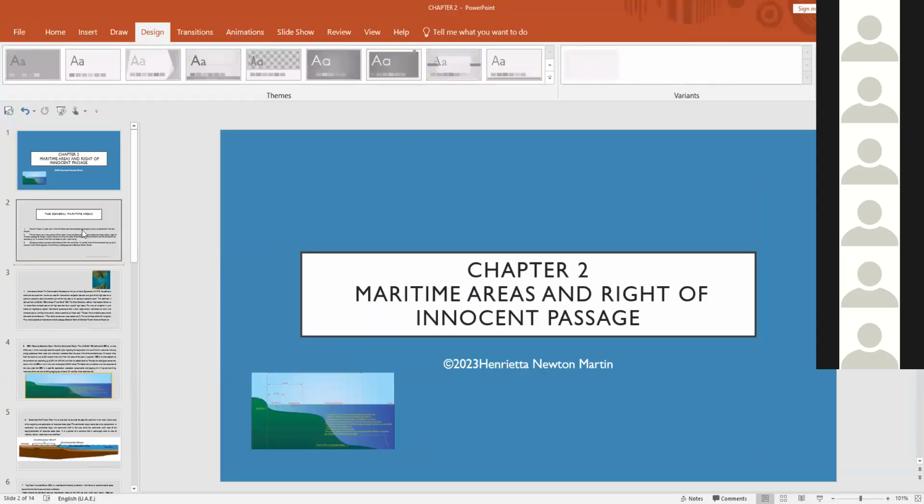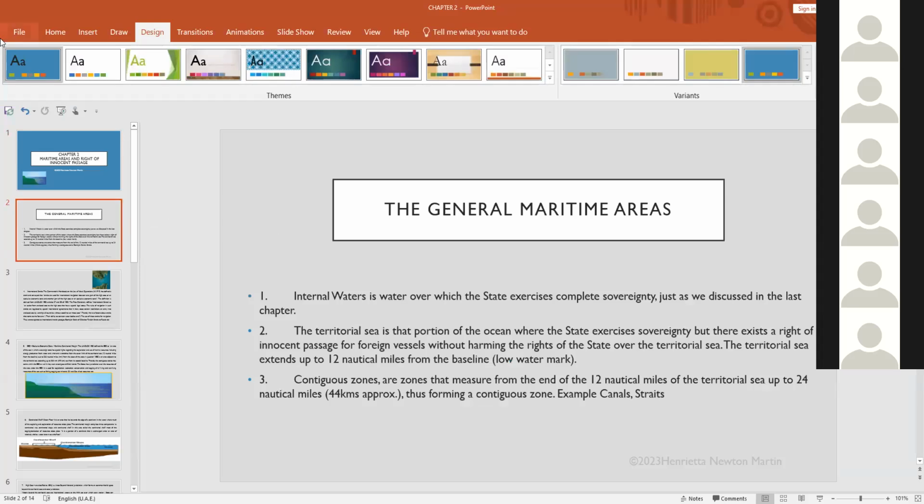Yes, good. Okay, so now first of all, we are going to learn about the general maritime areas. We are going to learn about the different maritime areas and what their definitions are. So the first thing is internal waters. What are internal waters?